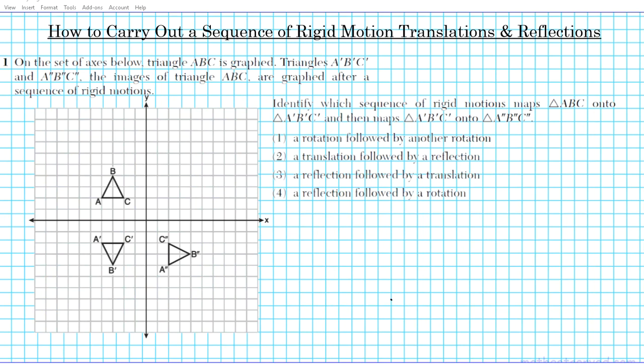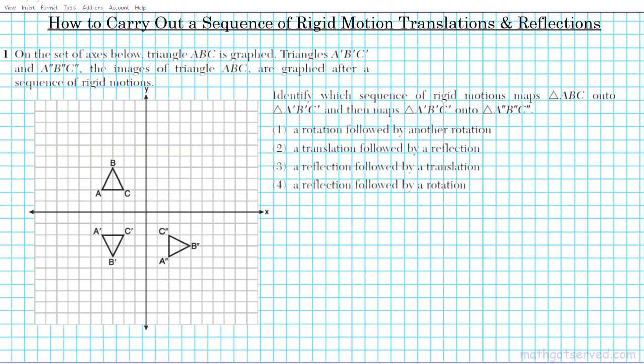In question 1, we've been assessing how to carry out a sequence of rigid motion transformations, namely translations and reflections. Question 1 reads, on the set of axes below, triangle ABC is graphed. So we have triangle ABC right here, and then triangle A prime, B prime, C prime right here, and triangle A double prime, B double prime, C double prime. The images of triangle ABC are graphed after a sequence of rigid motions.